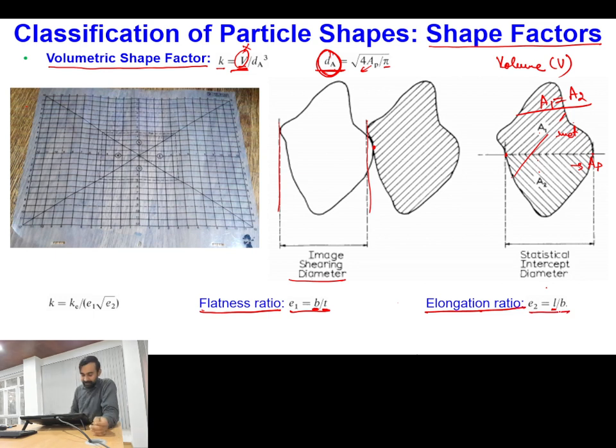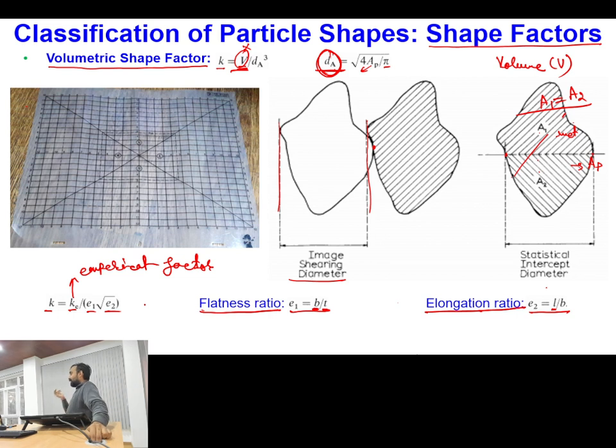the elongation ratio, which is L by T. And then you can use a formula K, which is nothing but equal to Ke times d, where K is some empirical factor, divided by E1 into square root of E2. Okay. Is this one clear? So by using these three, now E1 and E2 you can simply calculate for a particle.